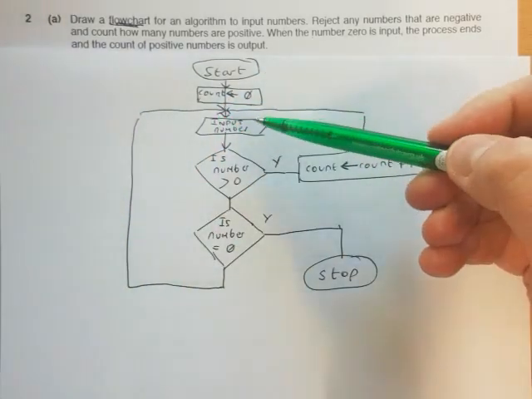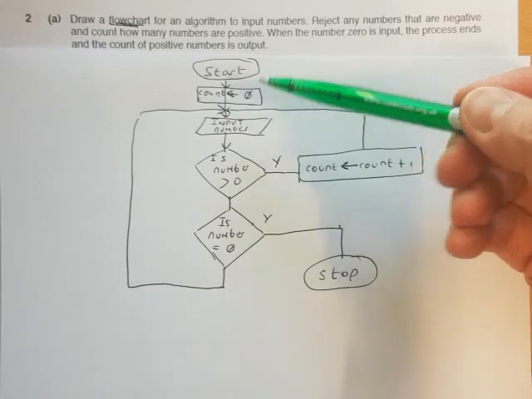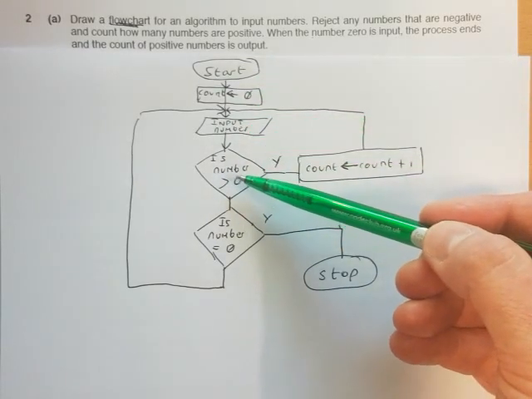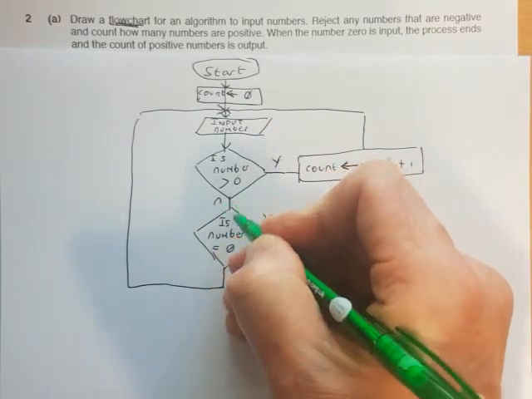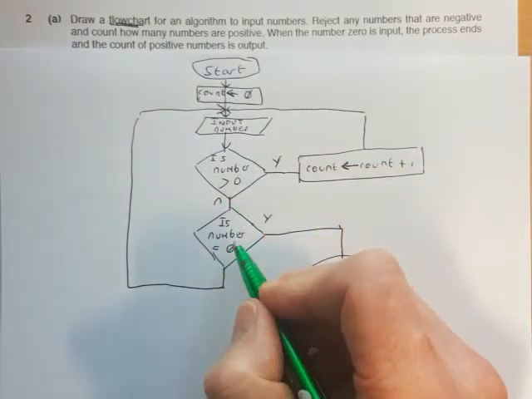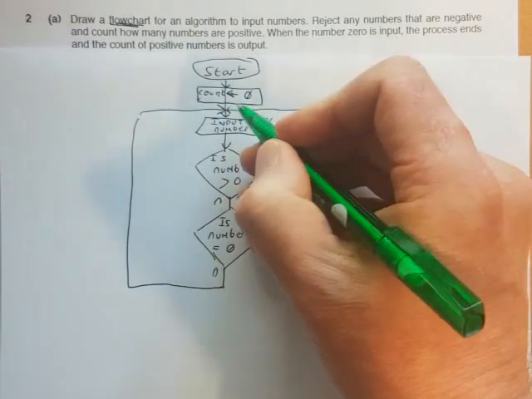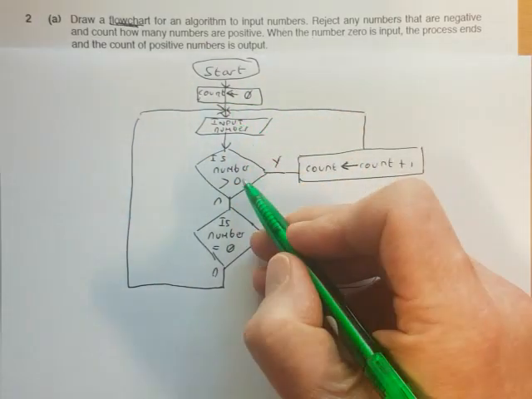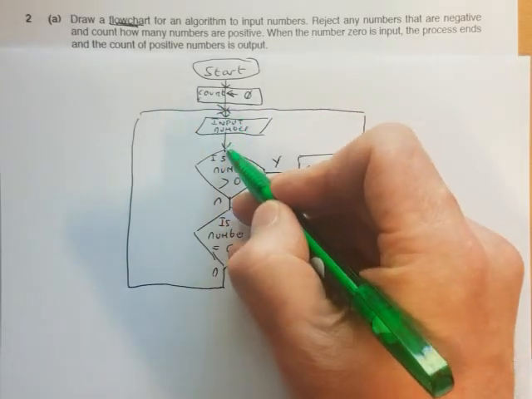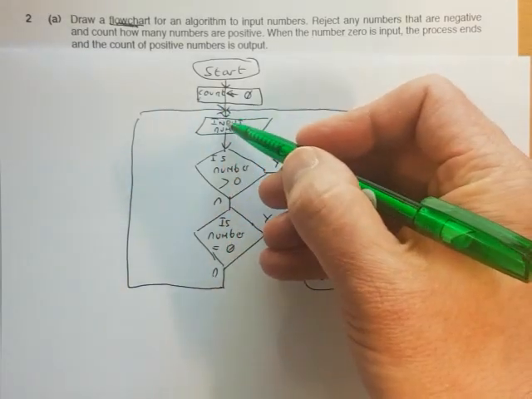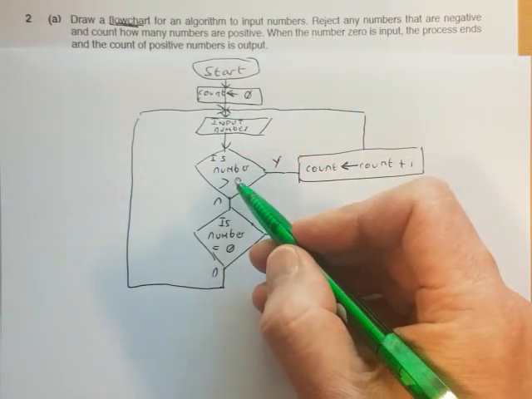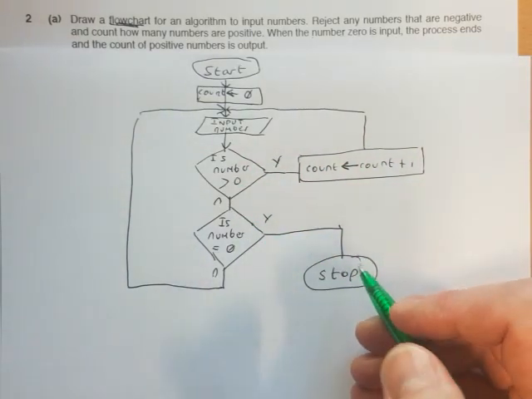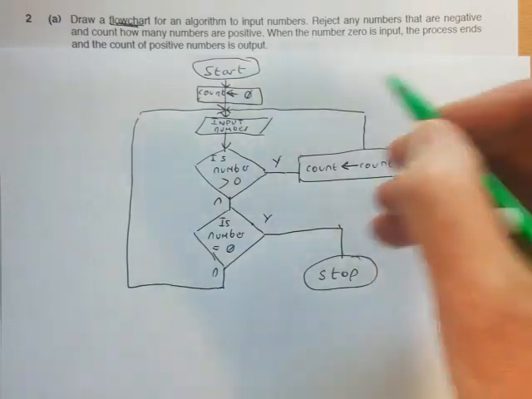So let's say we input -4. Is it greater than 0? No. So we're going to come down here. Is it equal to 0? No. So we come back around. Let's say we input 6. Input number, is it greater than 0? Yes. We're going to add 1 to our count. Input another number. This time we'll put in 0. Is it greater than 0? No. Is it equal to 0? Yes. Stop.